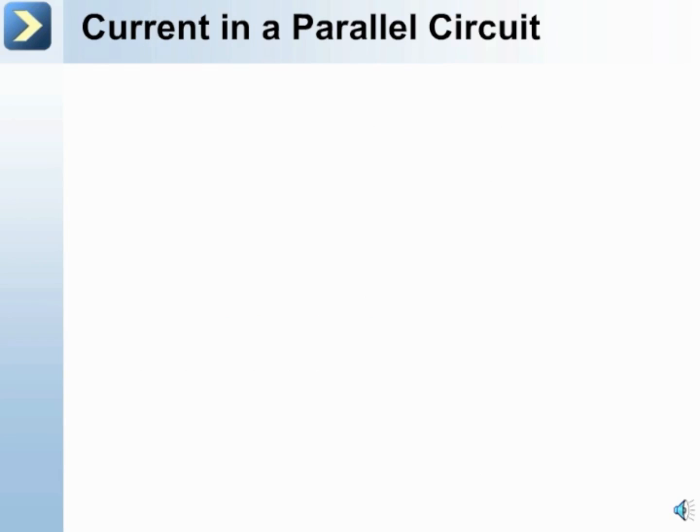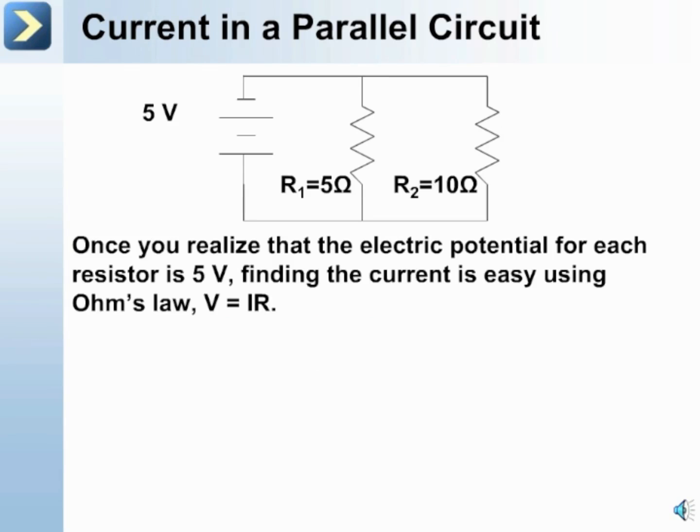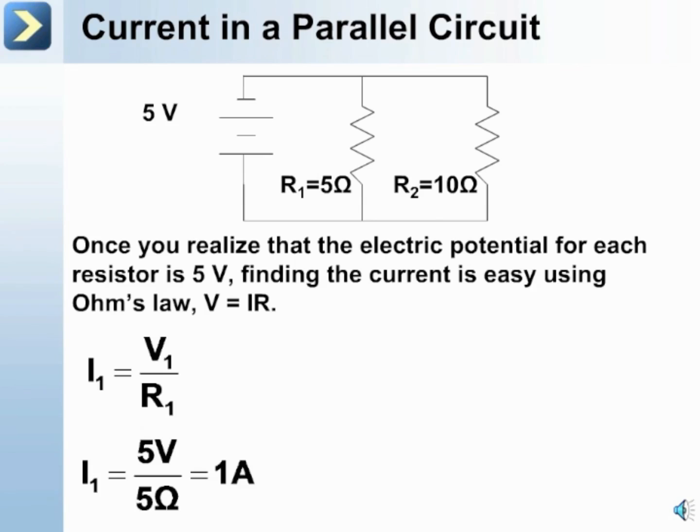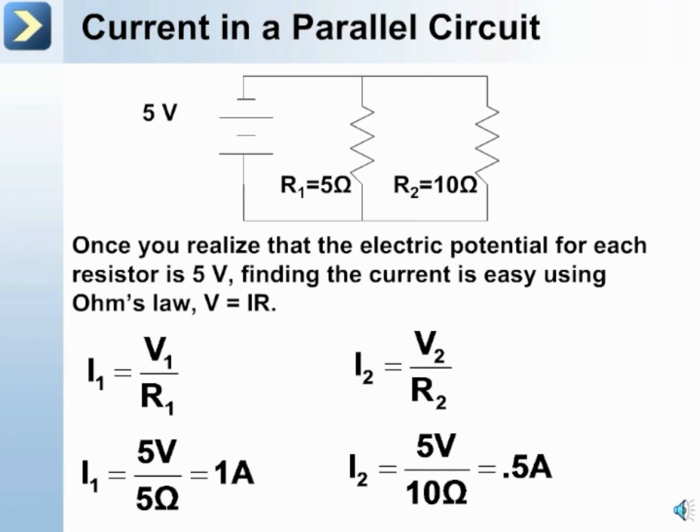Current in a parallel circuit. Alright, so dealing with this parallel circuit, once you realize that the electric potential or voltage for each resistor is 5 volts, find the current is easy using Ohm's law, V equals IR. So I1 equals V1 over R1, and that gives us an I1 of 1 amp. So there's 1 amp going through the 5 ohm resistor. And I2 equals V2 over R2, and so we solve and find that 0.5 amps are going through the R2 resistor. So there will be an overall current of 1.5 amps.